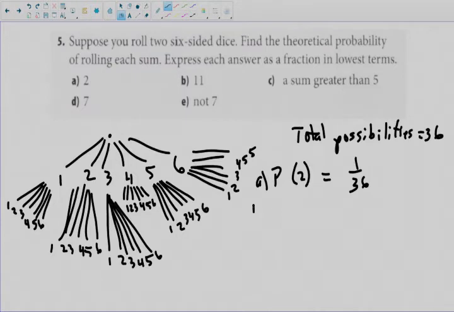For B, an 11. Well, what are the only possible ways of rolling an 11? Well, an 11 is 5 and 6. So you could either have 5 and 6 on one die combination or 6 and 5 on the other die combination. Okay, so there's 5 and 6 here, 6 and 5 here. I'm not circling these. I hope you can see my cursor moving. So the probability of getting an 11 as a sum is 2 out of 36.